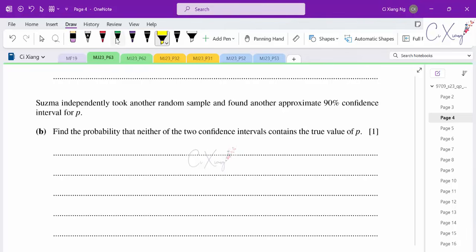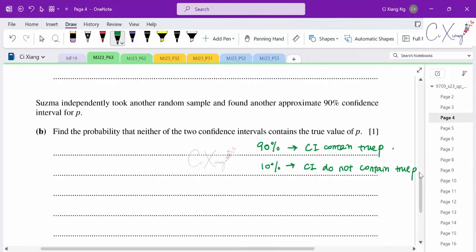When we talk about confidence interval, 90% means that we are 90% sure that the confidence interval contains the true value of P. So if for one confidence interval we are 90% sure that it contains the true P, that means there is 10% chance that the confidence interval does not contain P.